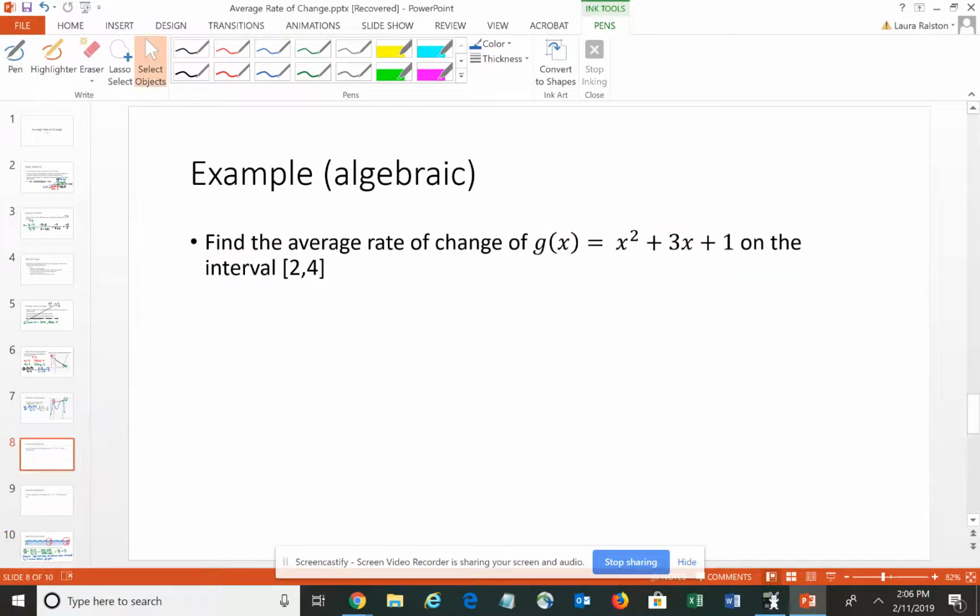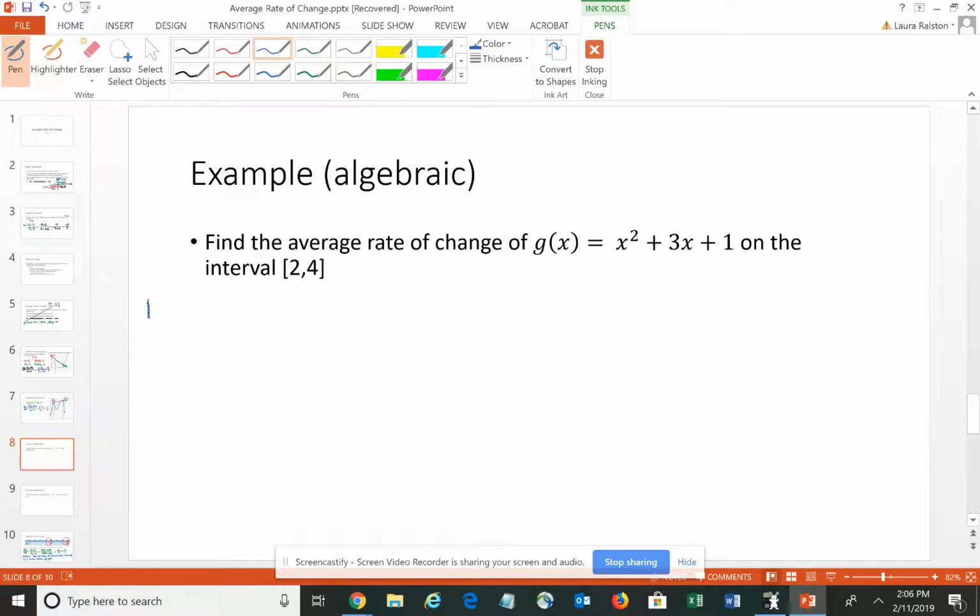You can also do it if you have an equation. Now that requires a little bit more steps because you have to actually do some calculations and some work. So it really becomes almost a 3-step process. So this example says find the average rate of change of g of x equals x squared plus 3x plus 1 on the interval 2 to 4.